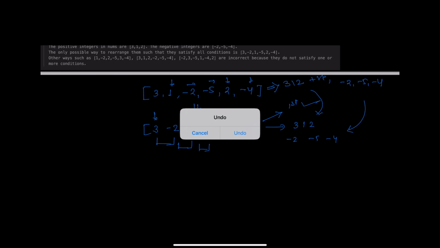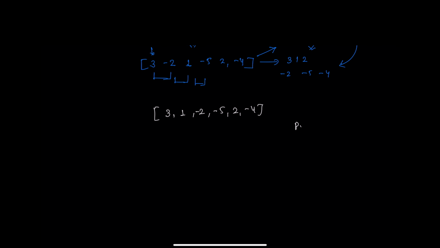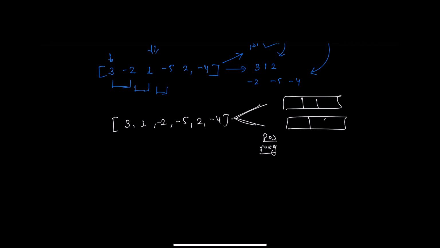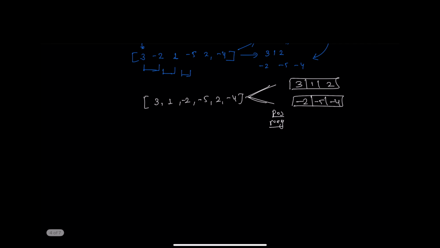Okay, so let's rewrite our question. Array 3, 1, minus 2, minus 5, 2 and minus 4. So we are dealing with positive and negative numbers. So first, can't we just separate this array into two different arrays, one for positive and one for negative? So positive we will have 3, 1, 2, and negative we have minus 2, minus 5 and minus 4. Now we have these two separated arrays, a positive array and a negative array.